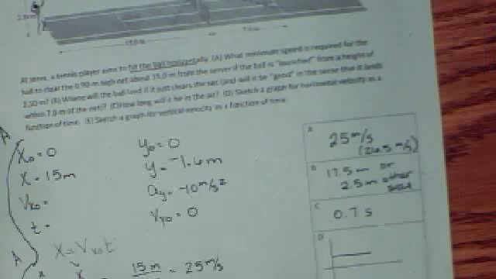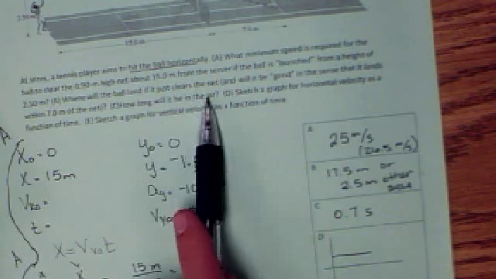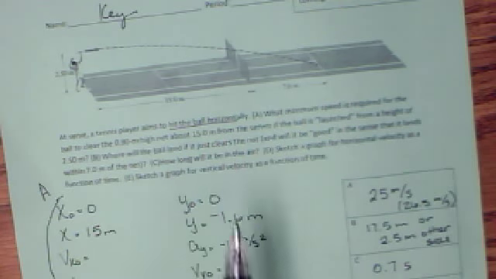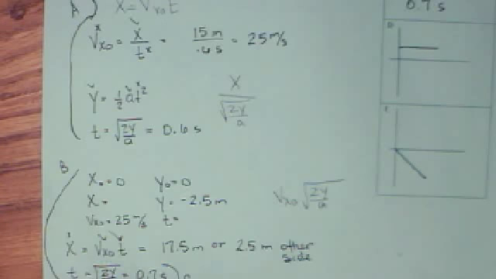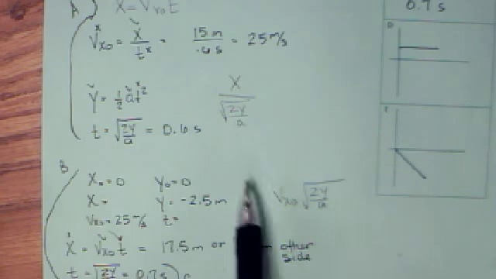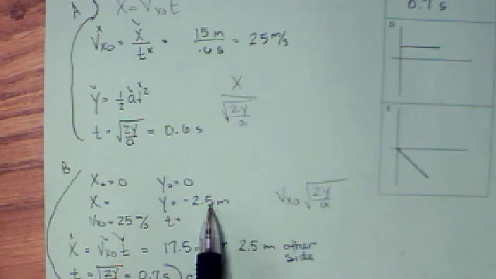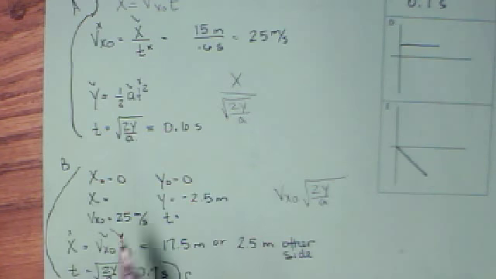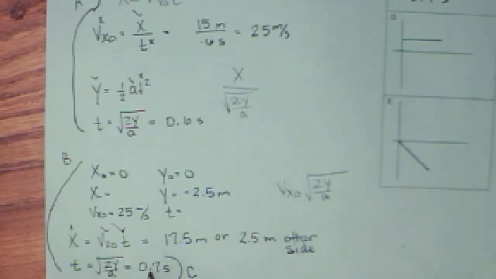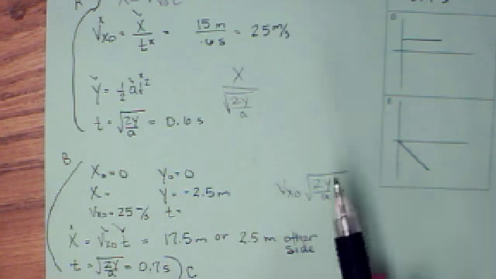Okay, for C, how long will it remain in the air? So this is talking about the total time, so we don't even have to do a calculation now because we just calculated that. This is the same scenario. It starts out at 0, but it ends up 2.5 meters below where it started. So when we calculated this, that was also calculating the answer to C. So about 0.7 seconds.